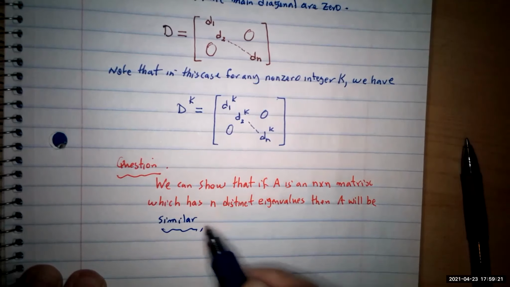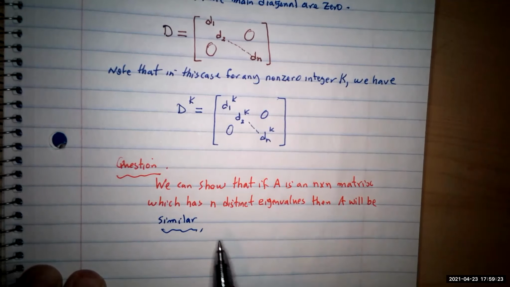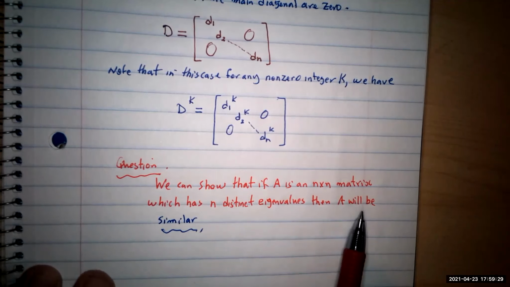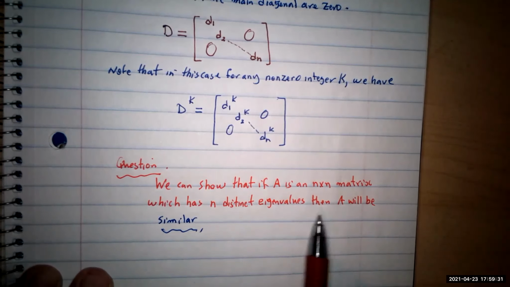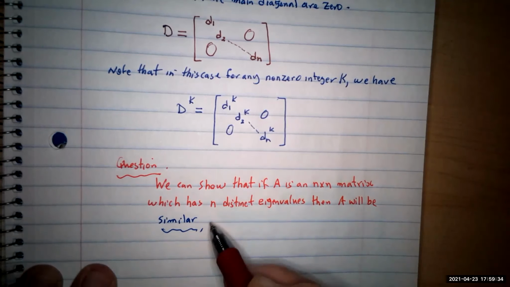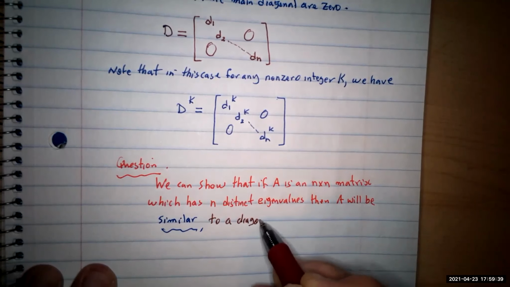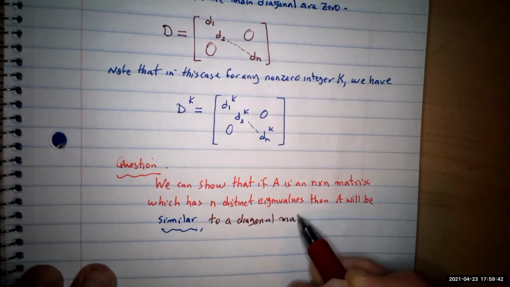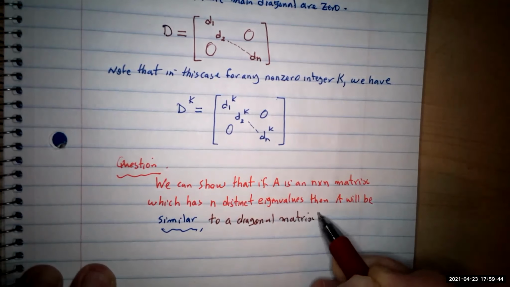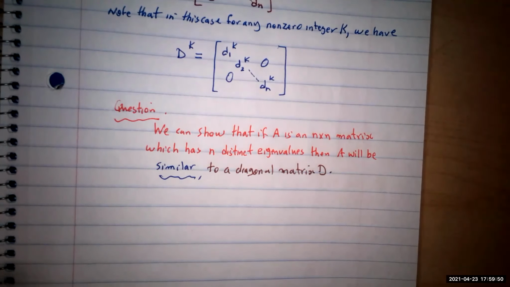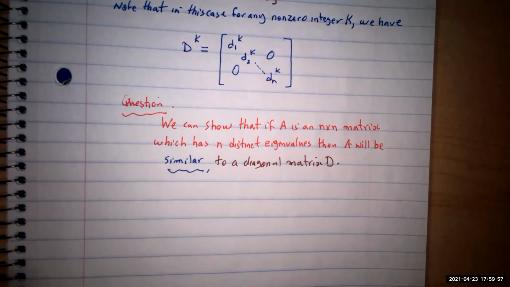Similar. So which has n distinct eigenvalues, then A will be similar to what? To a diagonal matrix D. And we are going to give a formula exactly in order to find it. So that's the idea. Similar means a copy, if you like. I'm going to define it in a minute.